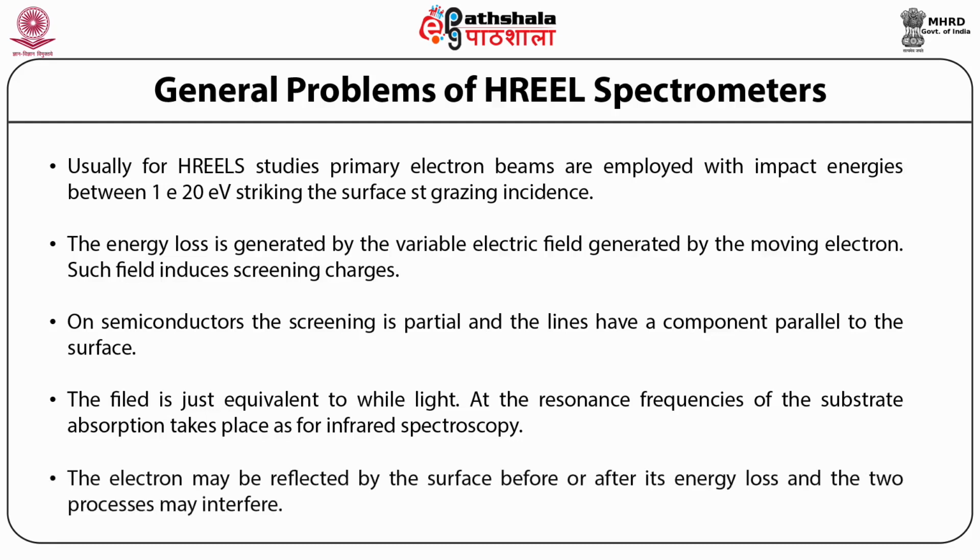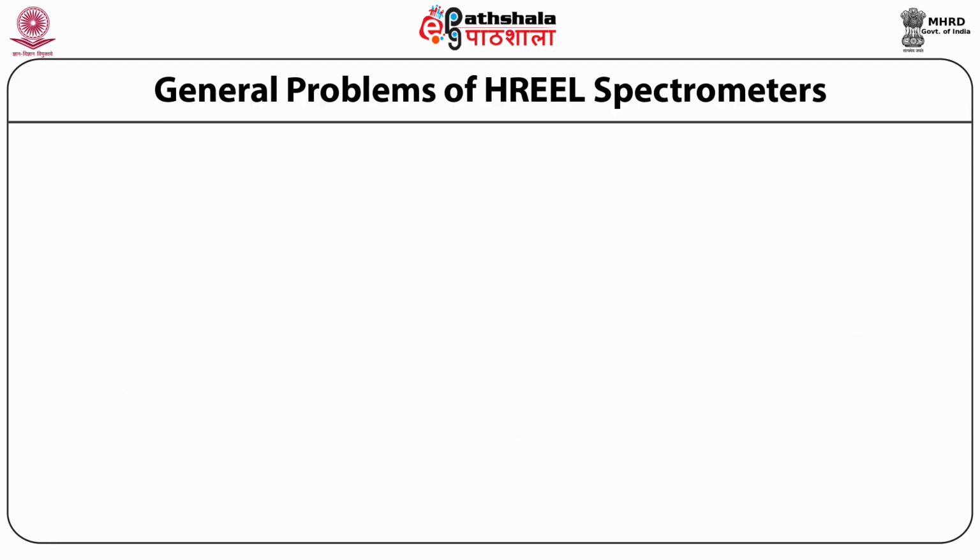The electron may be reflected by the surface before or after its energy loss, and the two processes may interfere. They interfere for a range of electron volts when they are irradiated on the surface. In general, there are problems that one faces while operating this kind of spectrometer. So, general problems of high resolution electron energy loss spectrometers are highlighted here.